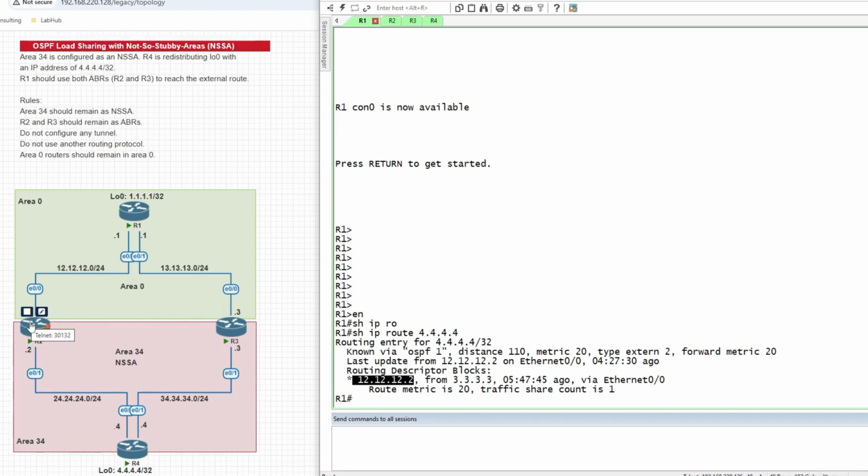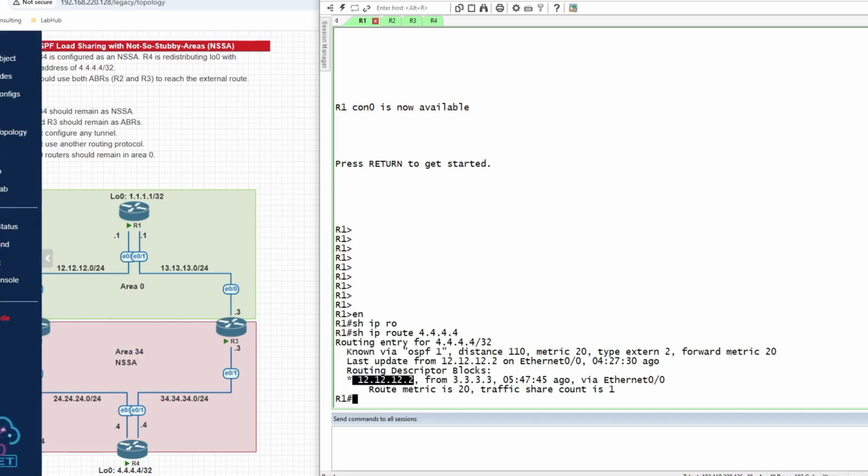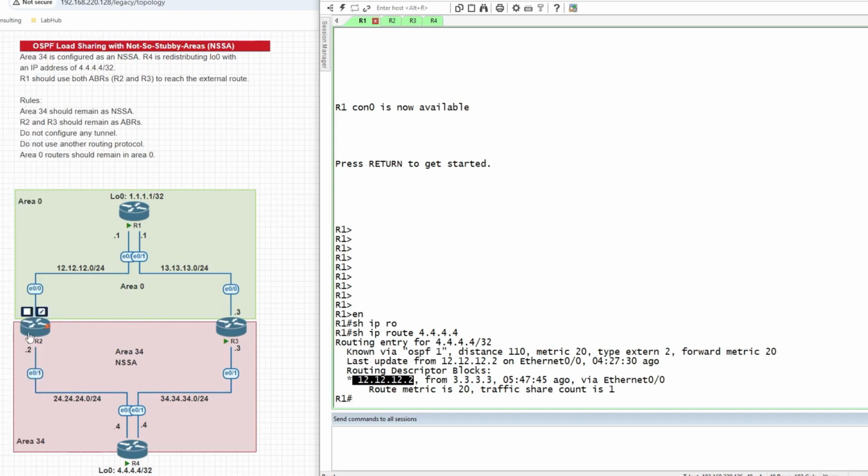Why is it that R3 is actually advertising this route or prefix to R1, but R1 is preferring to go through R2? The type 7 to 5 translation is a control plane construct. The fact that a router is doing the type 7 to 5 translation, and originating that type 5, does not necessarily mean that it sits in the data plane path to reach the prefix it originated. That still doesn't answer the question of why we are going through 12.12.12.2, which is R2.